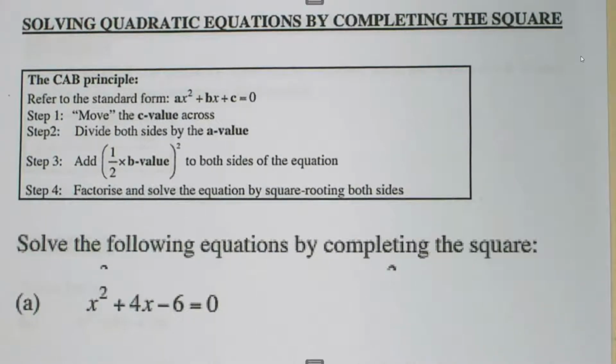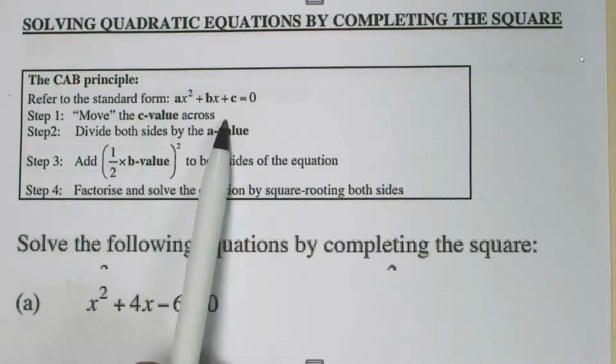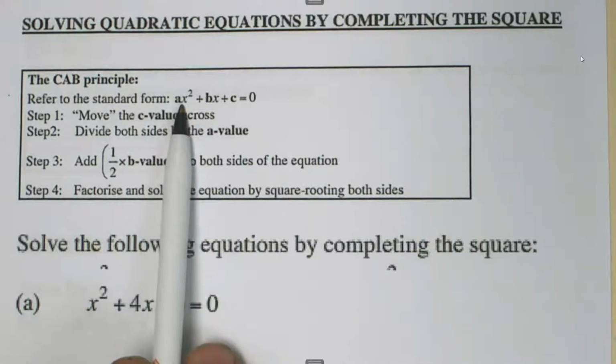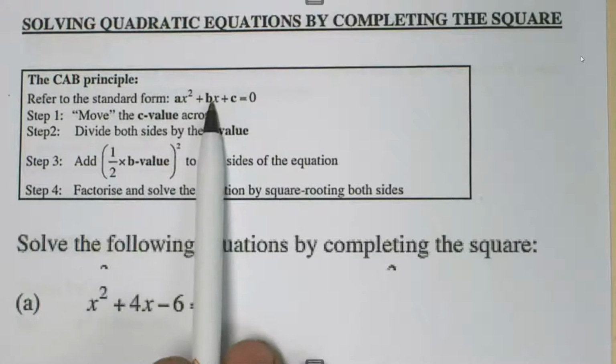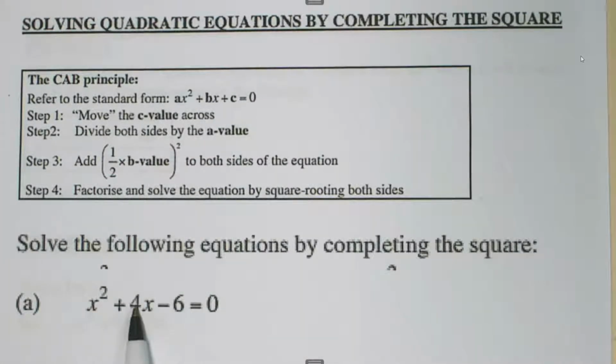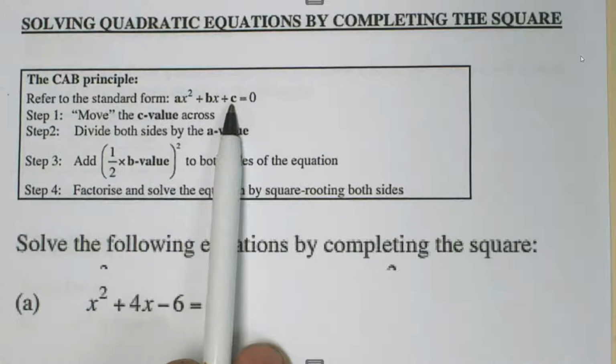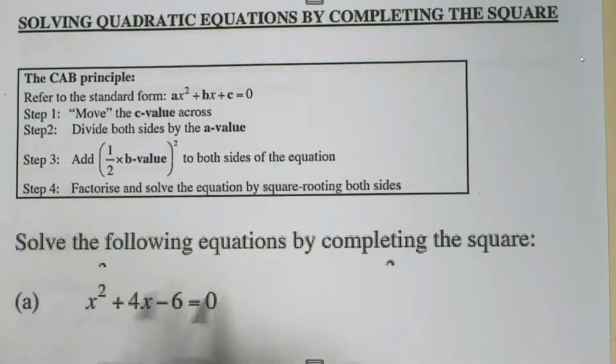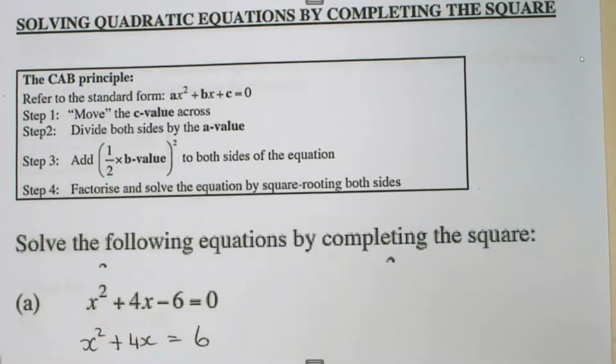The next question, we've got to solve the quadratic equations by completing the square. Now, your first step here is to take the c value across. Now, the c value is your constant. Your a value is the coefficient of x squared, which is 1. Your b value is the coefficient of x, which is plus 4. And your c value is the value which is free of x. In this case, it's negative 6. So to solve for x by completing the square, we're going to take the c value across. So it becomes x squared plus 4x equal to 6.